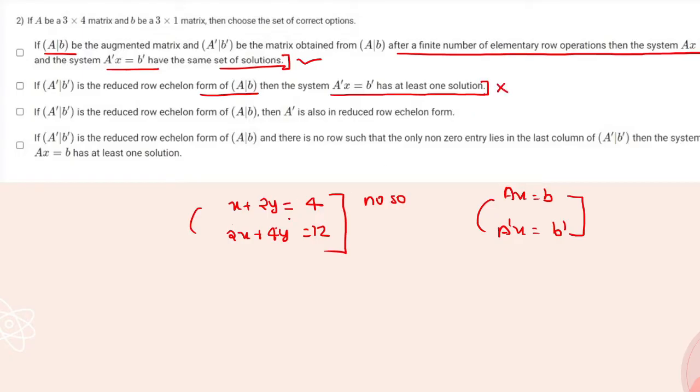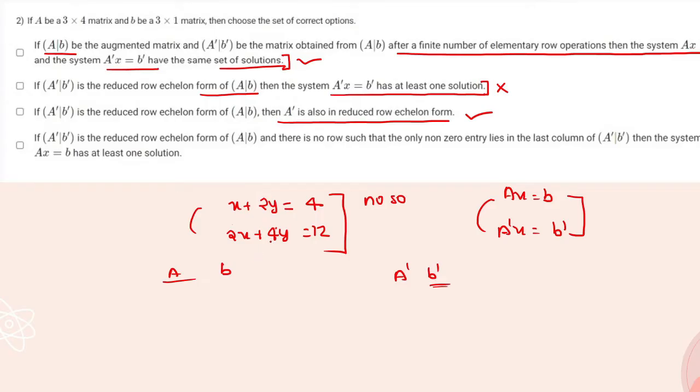The third statement says that A dash B dash is the reduced row echelon form of AB, and then A dash is also in reduced row echelon form. Yeah, that's correct. If there is any matrix AB and we apply some basic elementary operation, then for A as well as for B we apply that operation. Okay, so that's why this is correct.